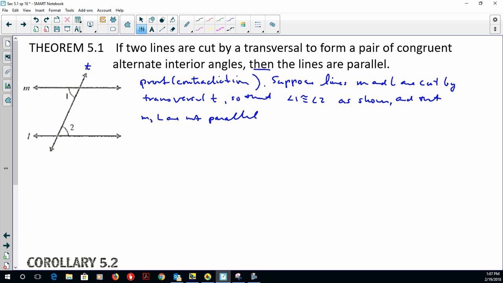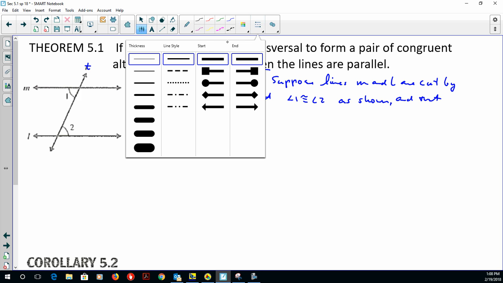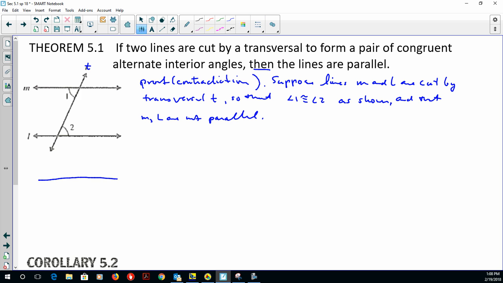I need to redraw this a little bit, because the picture I grabbed right out of the book is a picture of parallel lines. If I'm assuming something's not parallel, I need to redraw the picture. It's going to look a little more like this. Here's line L, line M, and here's my transversal. If these lines aren't parallel, then they're going to intersect somewhere.